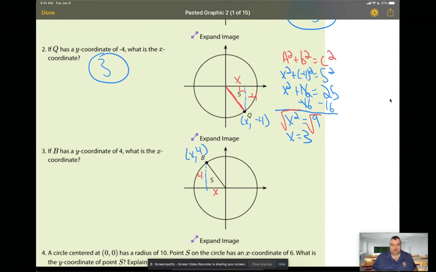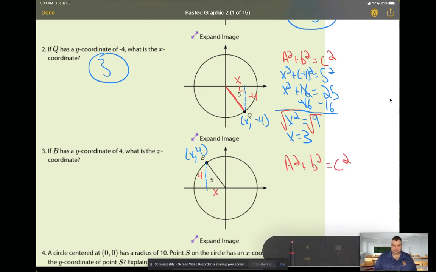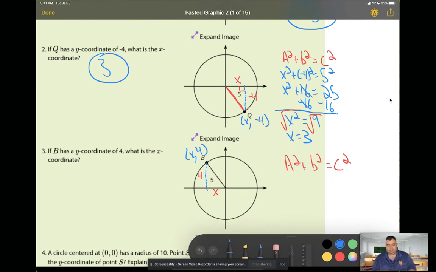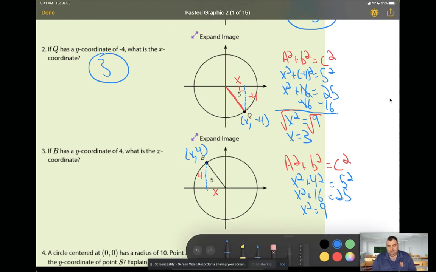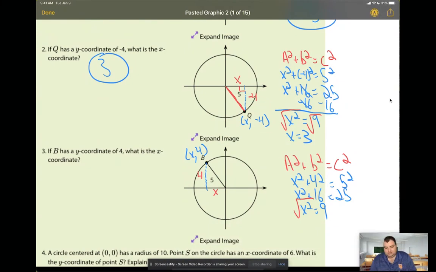So let's go ahead and solve this again. So I have a squared plus b squared equals c squared. So when I plug in, it's going to be x squared plus 4 squared equals 5 squared. And I end up with x squared plus 16 equals 25, which is the same thing I had before up here. So I'm going to end up with x squared equals 9. Now, what's the difference here? The difference is going to be when I square root both sides.